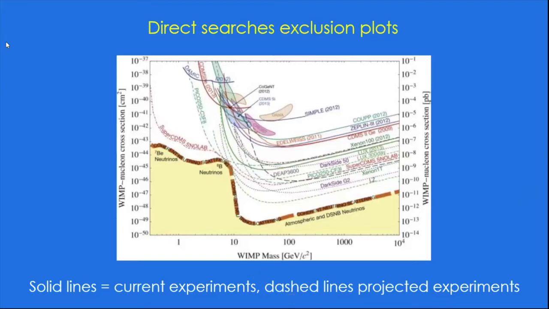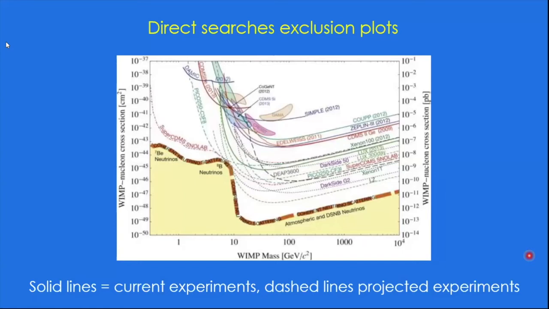Most background in direct searches are electromagnetic, namely electrons and photons. Current experiments have developed strategies and are good at suppressing this kind of background. However, we see here that soon direct detection experiments would hit the so-called neutrino floor, below which the detectors start to be sensitive to atmospheric and diffuse supernova background neutrinos.